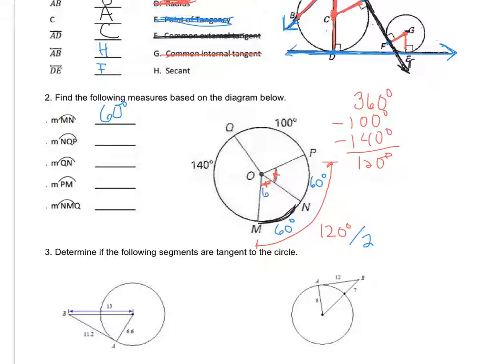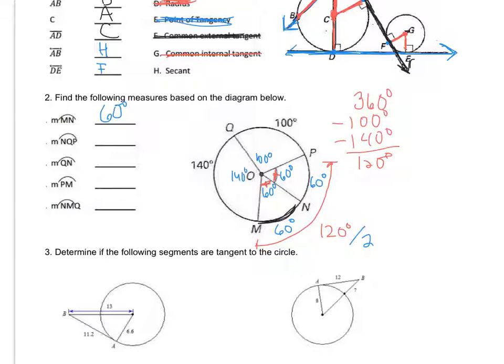I also know this angle is 60 degrees because remember, the central angle, the angle that starts at the center, is the same as the measure of the arc. I know angle POQ would be 100 because it's the same as well. And I know angle MOQ would be 140. So if I added those central angles, they would also add up to 360 because they're the exact same as the corresponding arcs.